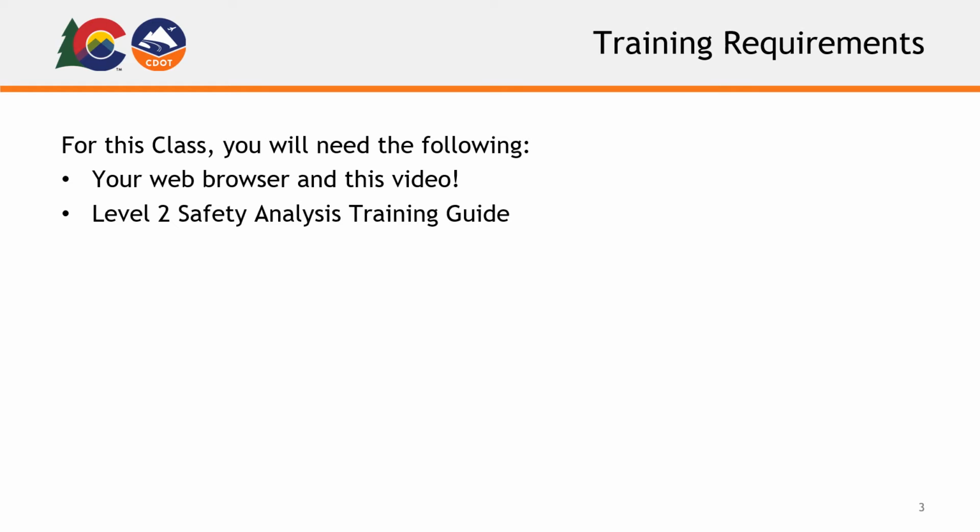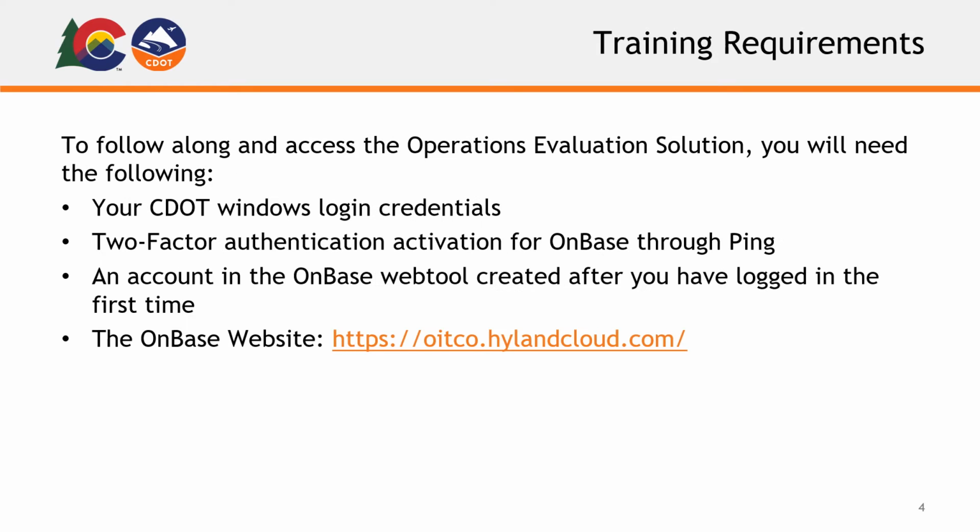For this class, you will need the following: your web browser and this video, Level 2 Safety Analysis Training Guide. To follow along and access the Operations Evaluation solution, you will need the following: your Windows login credentials, two-factor authentication activation for OnBase through Ping, an account in the OnBase web tool created after you have logged in the first time, and the OnBase website shown here.